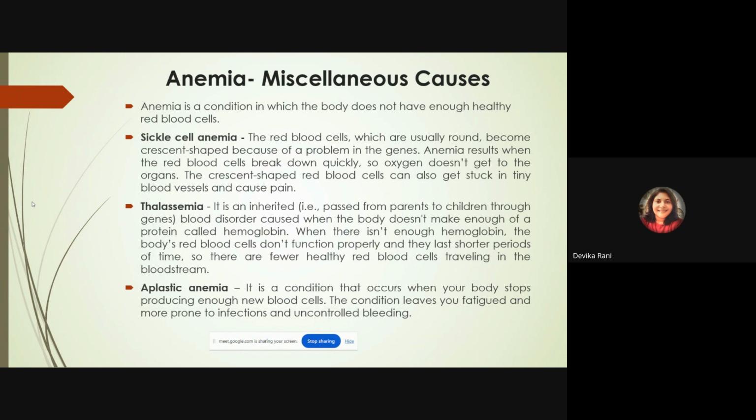Then there is aplastic anemia, which we will read in detail later also. It is a condition that occurs when your body stops producing enough new blood cells, generally due to some reason in grave situations. The condition leaves you fatigued and more prone to infections and uncontrolled bleeding as well.